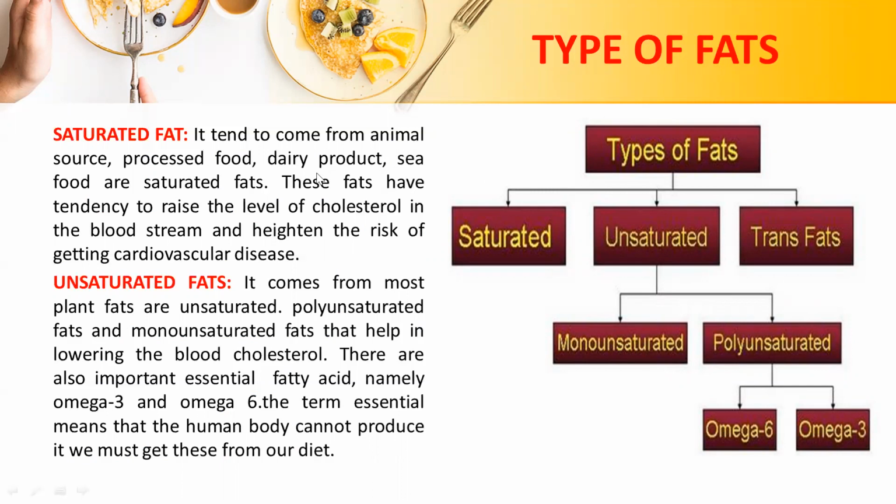It tends to come from animal sources, processed food, dairy products, and seafood. These fats have a tendency to raise the level of cholesterol in the bloodstream and heighten the risk of getting cardiovascular disease. Unsaturated fats come from plants; most plant fats are unsaturated. Polyunsaturated and monounsaturated fats help in lowering the blood cholesterol.